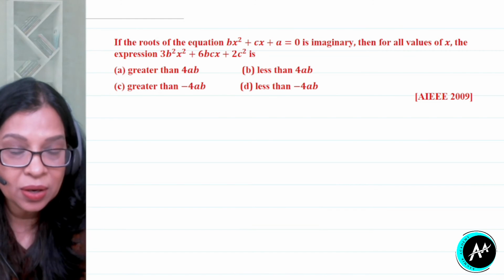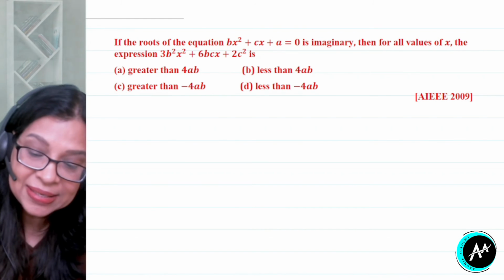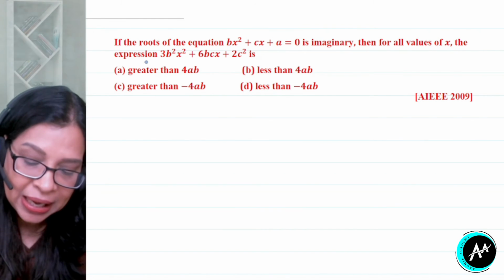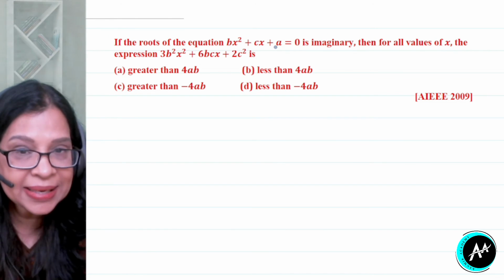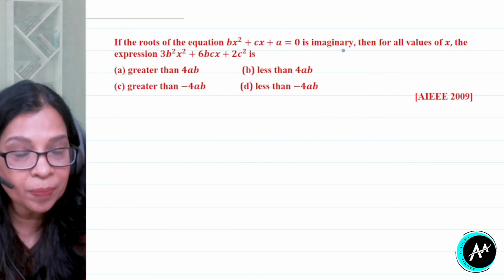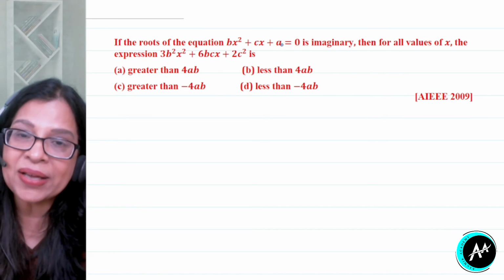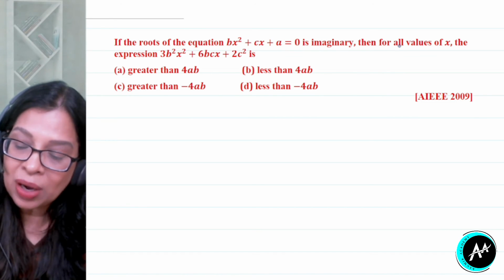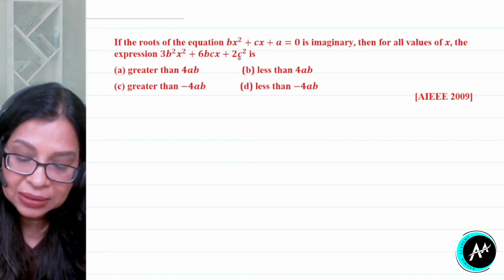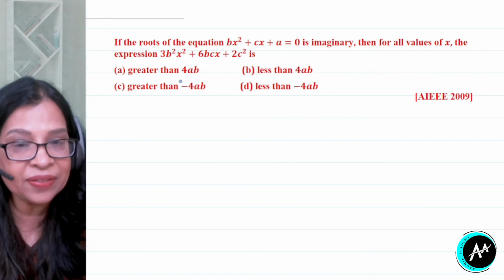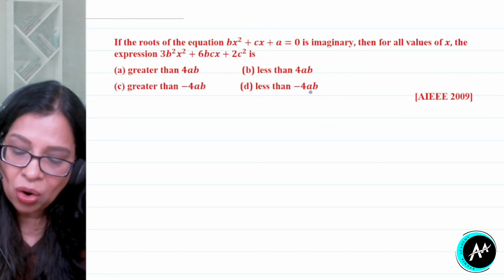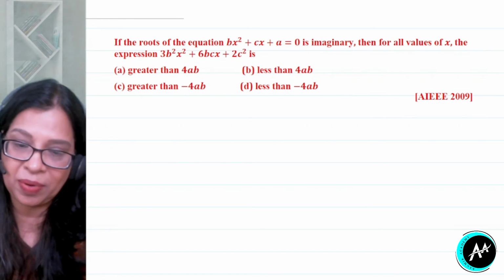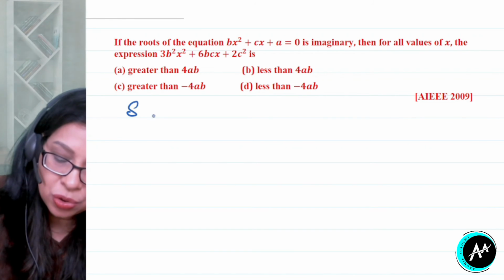Now look at this next question on your screen. What does it say? Let's read it carefully. If the roots of equation bx square plus cx plus a is imaginary, roots are imaginary, that means complex roots, non-real, then for all values of x you have to tell this expression is what? Greater than 4ab, less than 4ab, greater than minus 4ab or less than minus 4ab. So we are going to do the solution for this one, right?